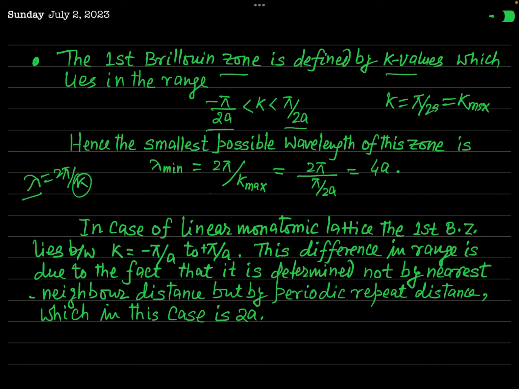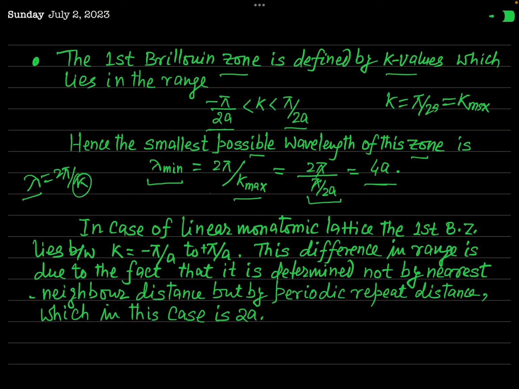So when k is maximum, what will be lambda? Lambda will be minimum. So if you want to find the smallest possible wavelength of this first Brillouin zone, you can easily find that lambda minimum will be equal to 2 pi over k maximum. But k maximum you can see is pi over 2a. So lambda minimum is 2 pi over 2a, now this pi and this pi will cancel out, and this is equal to 4a. So the smallest possible wavelength of the first Brillouin zone is equal to 4a.